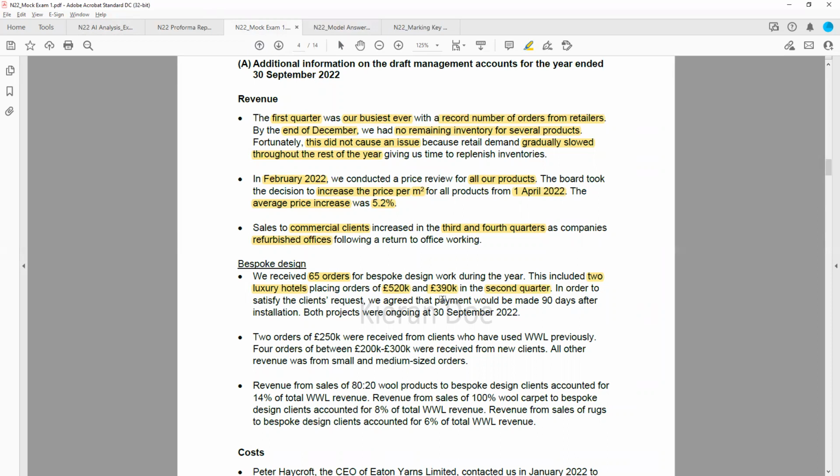In order to satisfy the client's requests, we agreed that payment would be made 90 days after installation. Both projects were ongoing at the year end. So we can see that payment terms 90 days after installation. So the projects started in the 2nd quarter. The payment's going to be made after installation, and they're both ongoing at the year end.